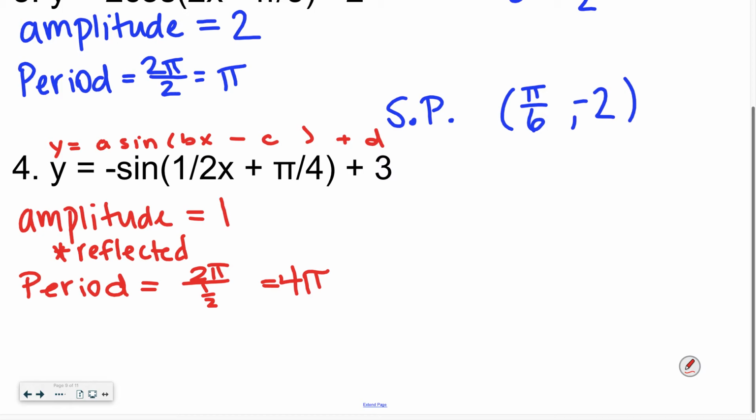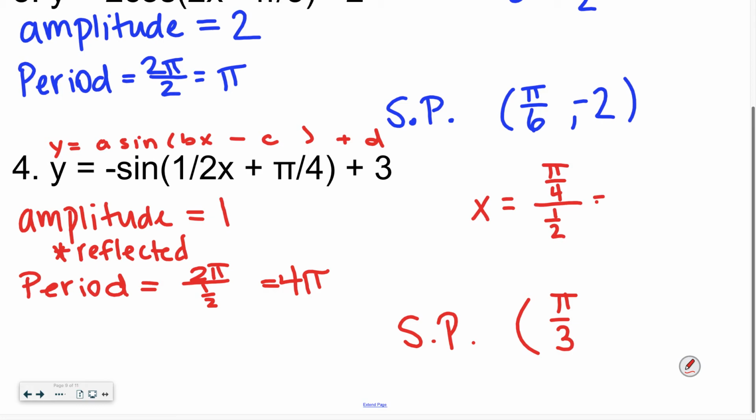Pod 5, what did you get for the x coordinate of the starting point? Pi over 3. How did you get pi over 3? That is pi over 4 divided by 1. So if we do pi over 4 divided by 1/2, pi over 2. Yeah. Pi over 2? Okay.